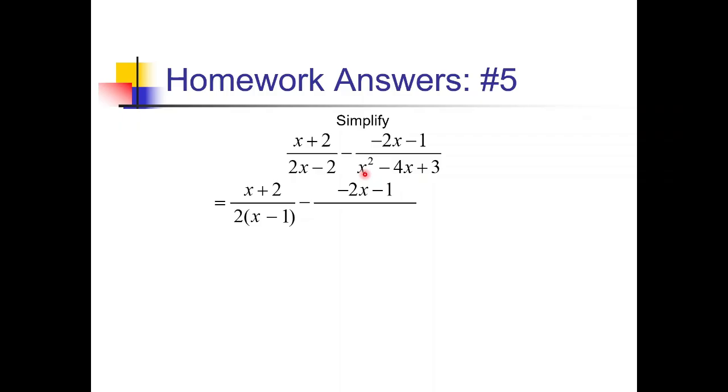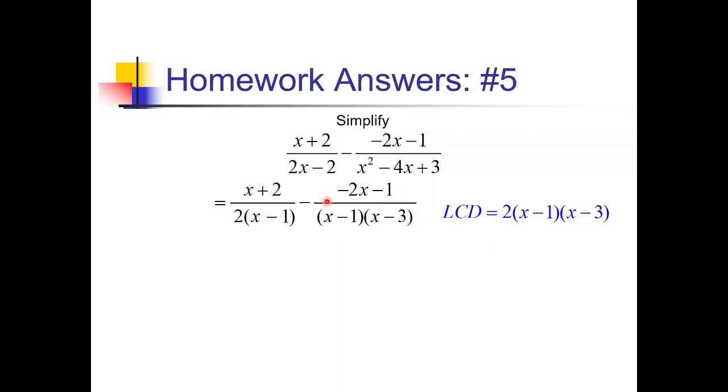For this next denominator, I'm looking for things that multiply to 3 and add up to negative 4. 1 and 3 will work if they're both negative, so x minus 1, which I see is a common piece here, and also x minus 3. So putting my LCD together, I need a 2 and an x minus 1. I've already got an x minus 1 for this piece, but I still need an x minus 3.